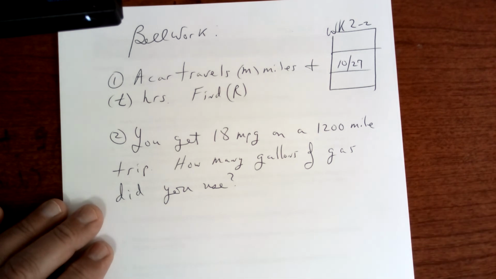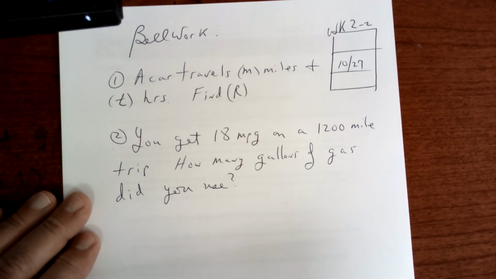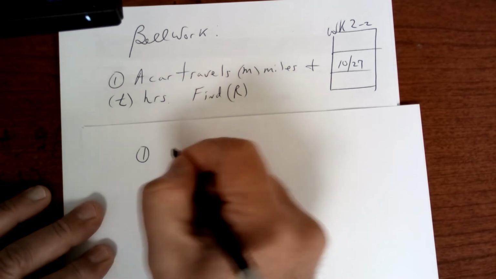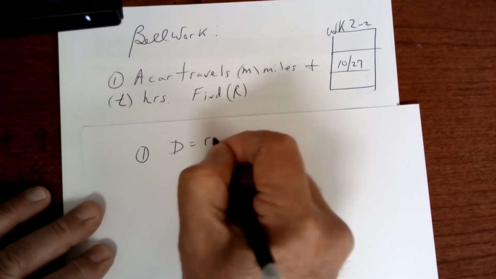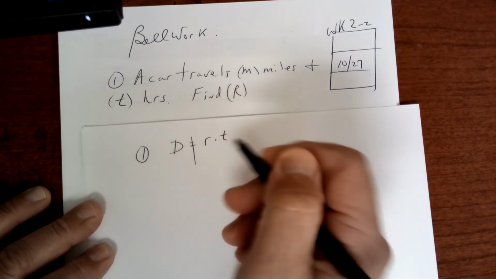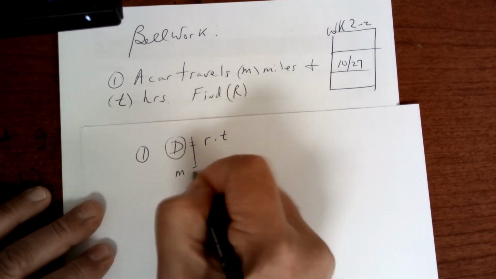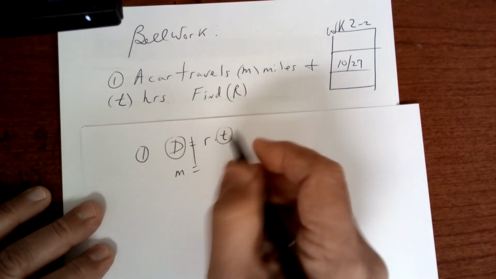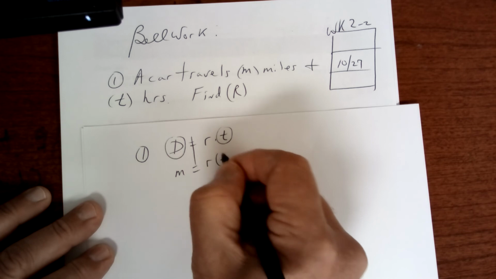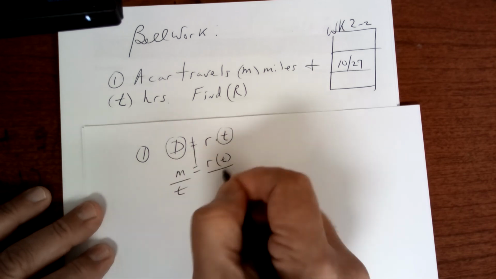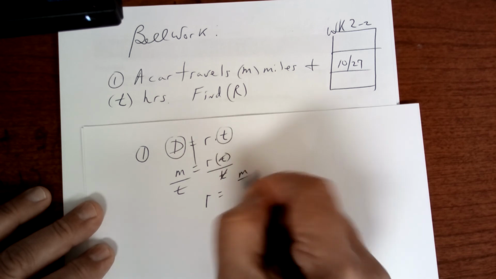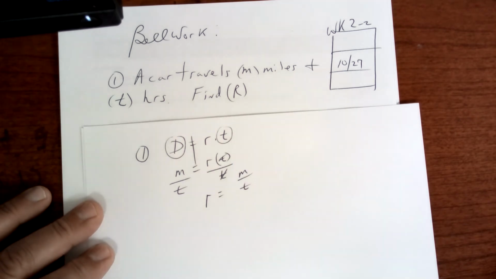A car travels m miles, that's your distance, in t hours, find the rate. So you want to put number one, distance equals rate times time. It says m miles, so we want to substitute that for the d, and then t hours, we already have that. They want the rate, so what you're going to do is divide by t. When you do, you get the rate. So the rate is equal to miles divided by time, and that's how you do that.